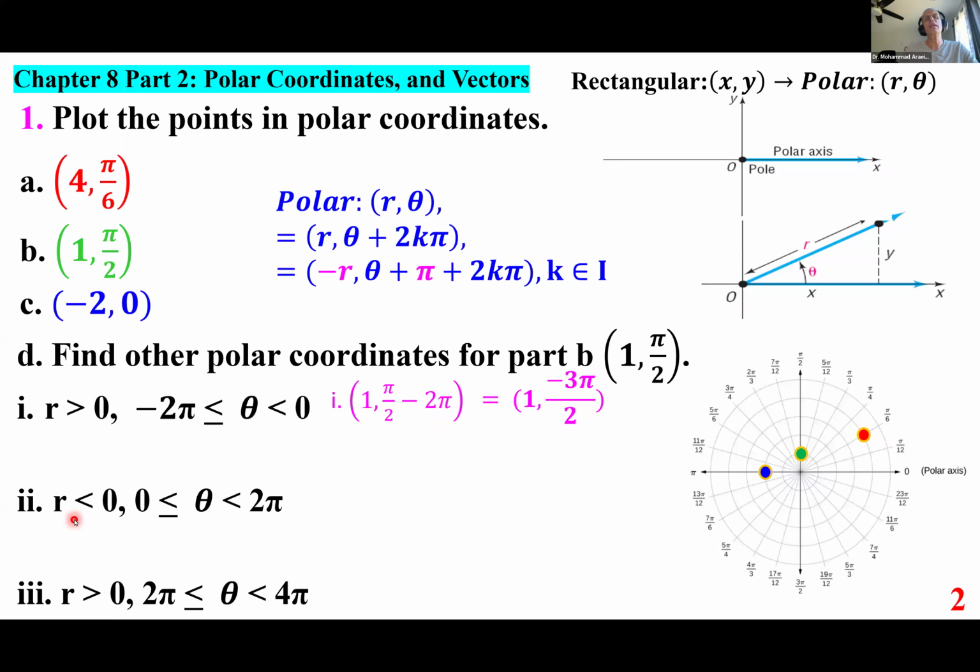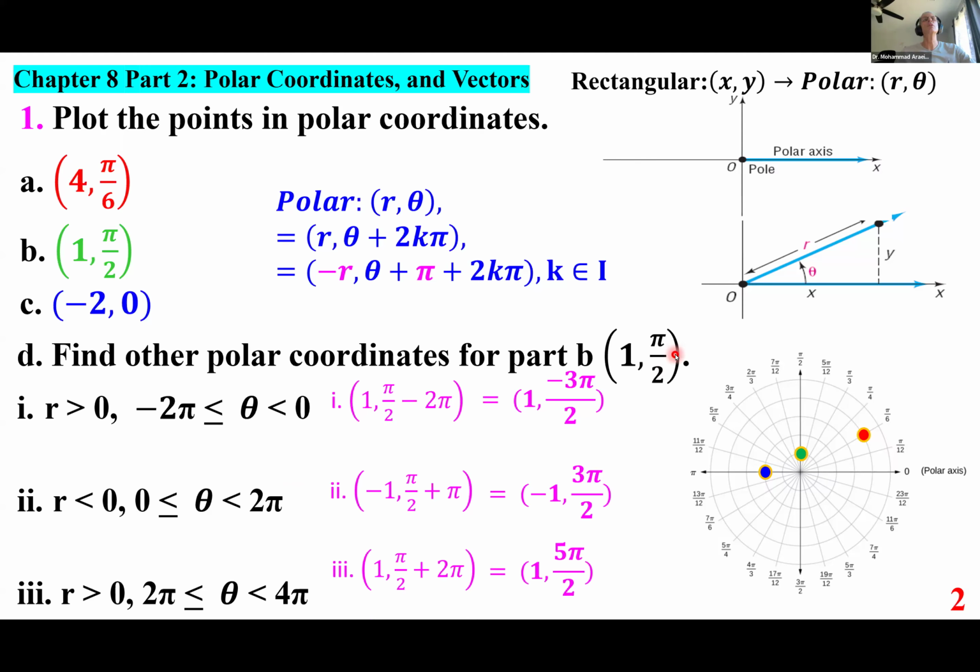Now we want r to be negative. So we go back to this one and we add odd multiples of pi, 2k plus 1. Just add pi, but make r negative. So negative 1, and pi over 2 plus pi is 3 pi over 2. We want to keep r positive, meaning the same number 1, but with an angle between 2 pi and 4 pi: just add 2 pi to pi over 2. That gives you 1 comma 5 pi over 2. This was just to get you started with how we plot pairs.